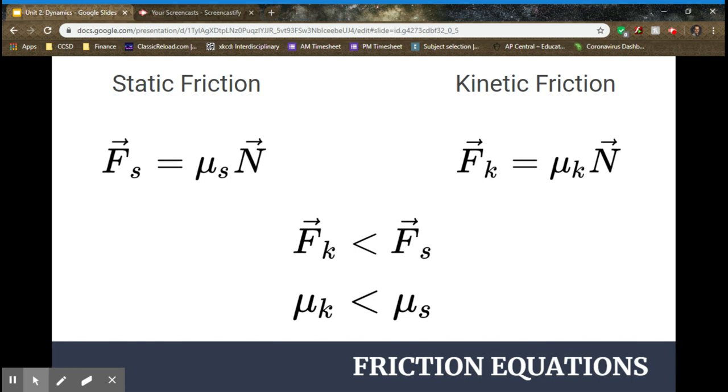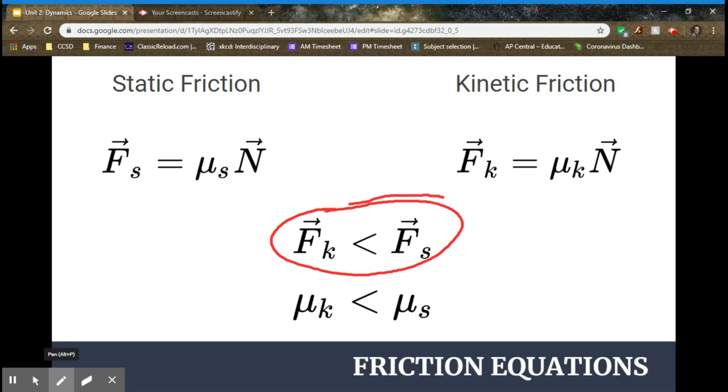Depends on the situation. If the object's at rest and it's in a static situation where it's not going to move, then we're probably going to be interested in our static coefficient of friction and our static friction equation. If the object is moving, we're going to be interested in our kinetic coefficient and our kinetic friction equation. Notice, this is something that's very important. Static friction will always be greater than kinetic friction for a single object.